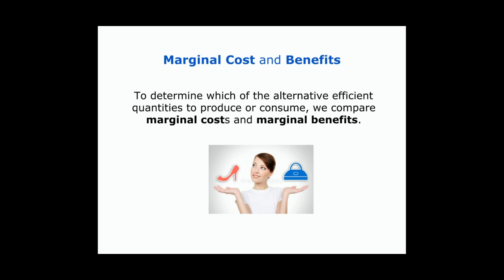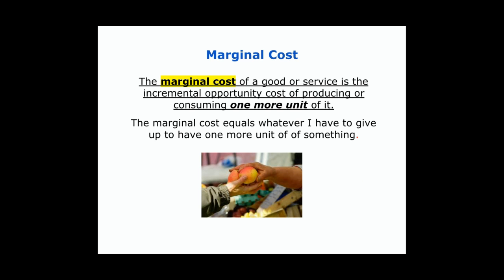Now, in economics, when we look at costs and benefits, when we look at choices, when we look at decisions, we want to look at the marginal costs and benefits. Those are the ones that matter when we're trying to determine what we should produce, or what we should consume, or what choices we should make. And when we're analyzing the trade-offs, we compare the marginal costs and the marginal benefits. The marginal cost of a good or service is the incremental opportunity cost of producing it or consuming one more unit of it. In other words, what do I have to give up to get this additional unit? That's the marginal cost that we look at, and that's the one we're concerned with when we're talking about choices.